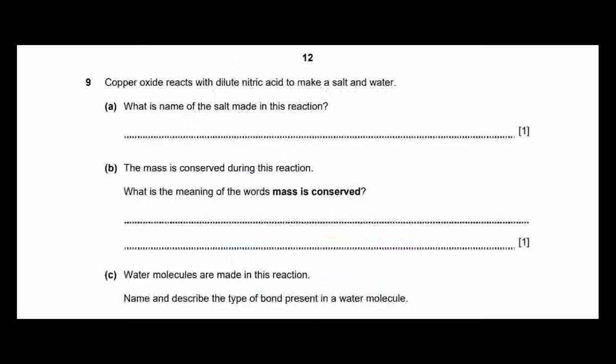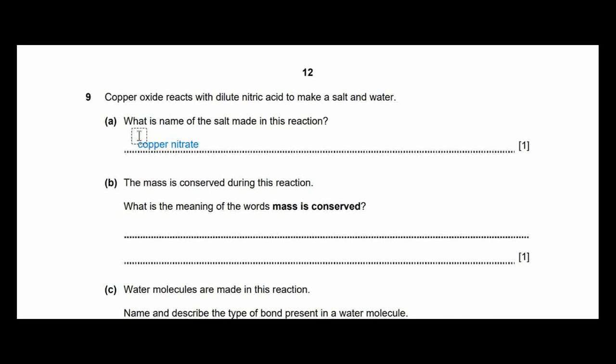Next, let's move on to question 8. Copper oxide reacts with dilute nitric acid to make a salt and water. What is the name of the salt made in this reaction? Let's open up the answer. It's copper nitrate. Copper with nitric acid, copper nitrate.